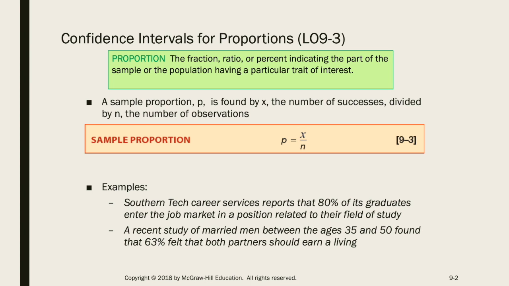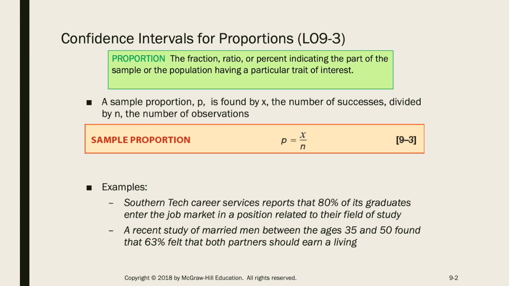This is the third learning objective from chapter 9, talking about the idea of proportions, which is a ratio or a fraction or a percent that indicates the part of a sample or the part of a population that has a particular characteristic. An example: Southern Tech Career Services reports that 80% of its graduates enter the job market in a position related to the field of study. So that is a proportion of the population, right? 80% of the whole population has a job.